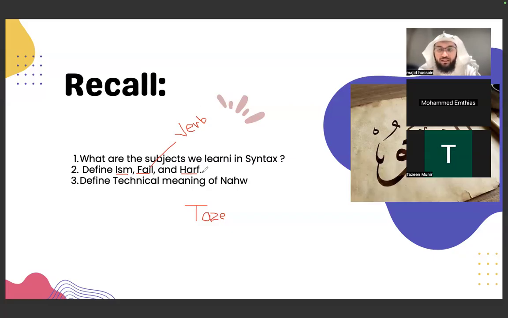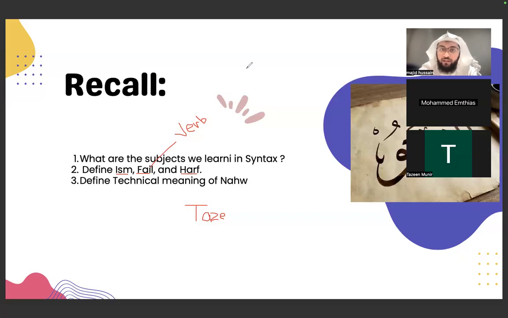Then we discussed harf, or we defined harf. Harf or particle. Can anyone recall what it means, yani? Just some words which don't have any meaning, but they're used to connect in the sentences. When it is used, it produces the complete meaning. It helps the sentence to get completed. But by itself, it does not have any meaning.